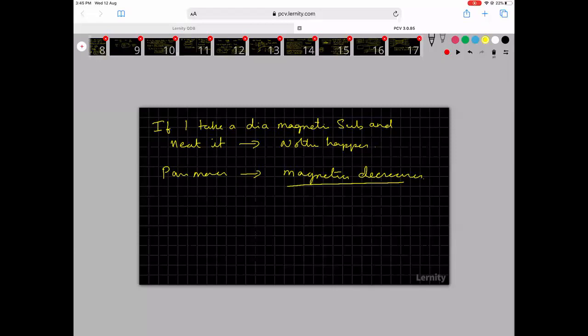In the case of a ferromagnetic material, when you heat it, it will show a significant decrease in magnetism. When you heat a ferromagnetic material, it gets converted into a paramagnetic material at a temperature which is called the Curie temperature. That means beyond the Curie temperature, all ferromagnetic materials are paramagnetic in nature.